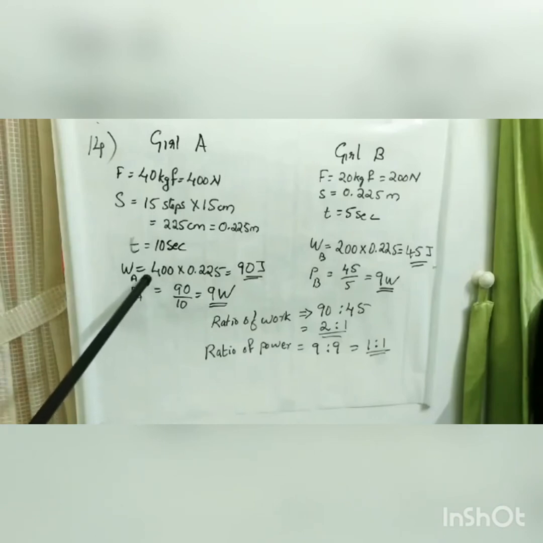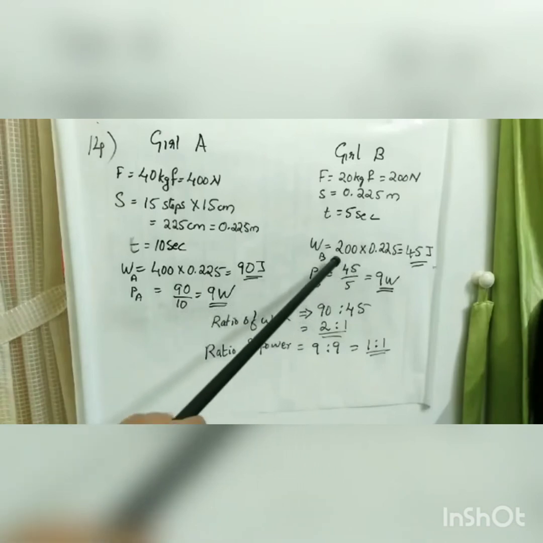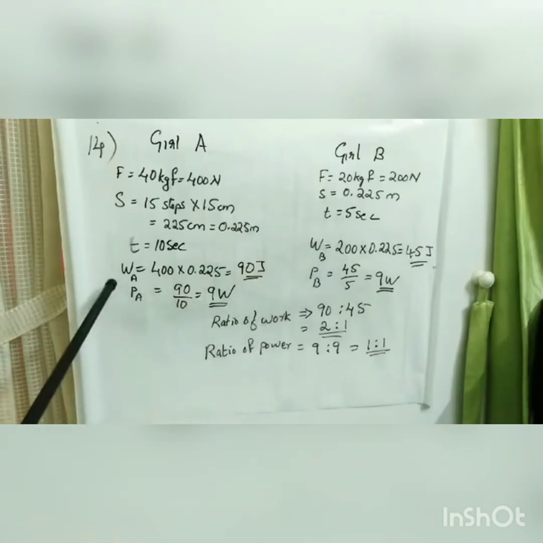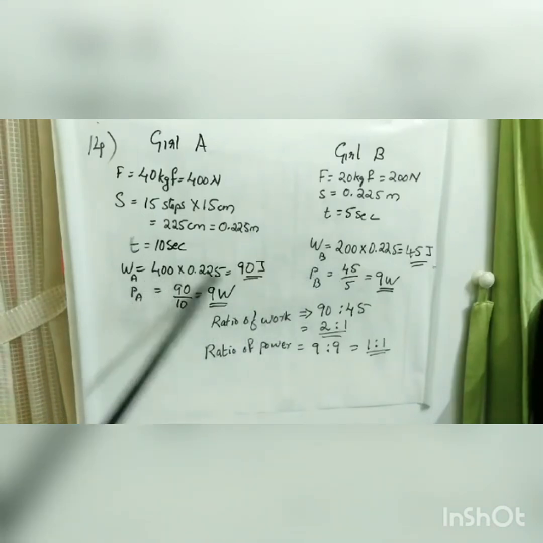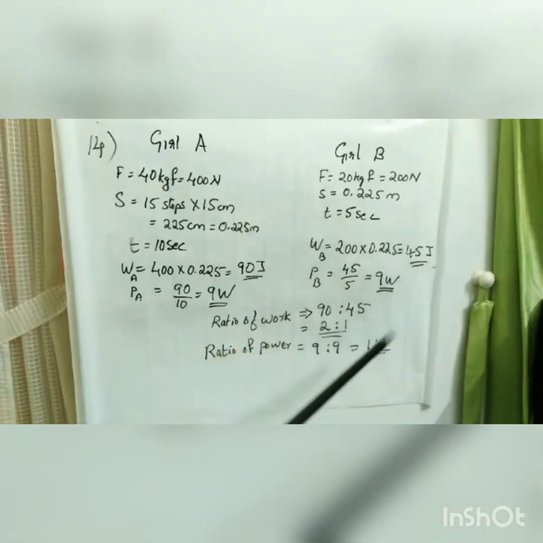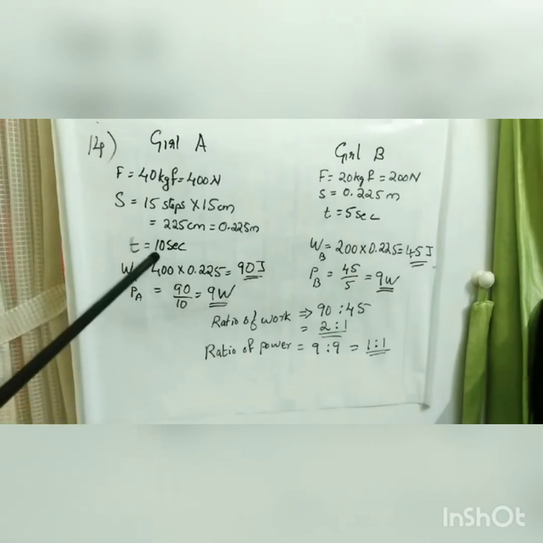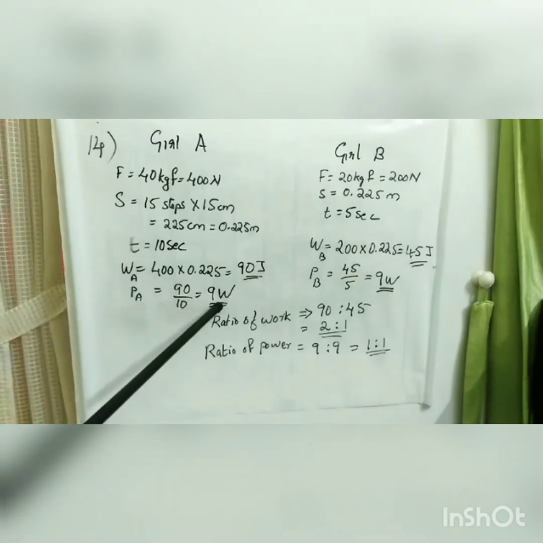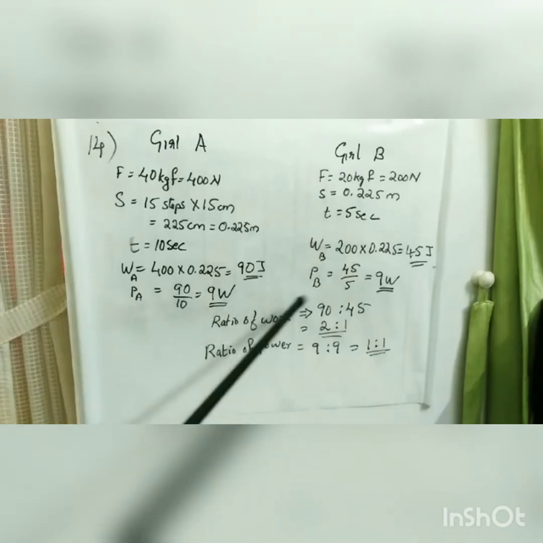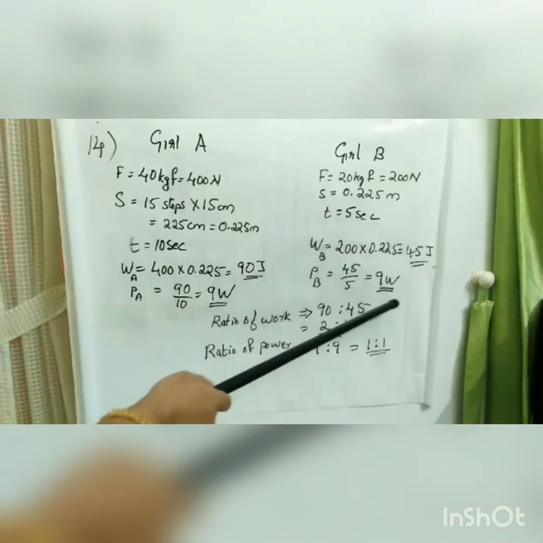Work done is equal to force into displacement. You will get 90 joule. Then work done by the girl. Here you have to write boy and girl. So here work done by boy, W boy, is 90 joule. W girl is equal to 200 into 0.225, you will get 45 joule. And power of the boy, work by time, 90 by 10, 90 by 10, 9 watt. Then power of girl, so write here P boy, P girl, work by time, 45 by 5, you will get 9 watt.